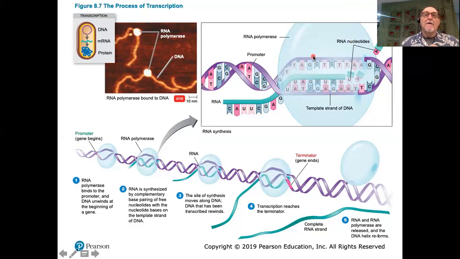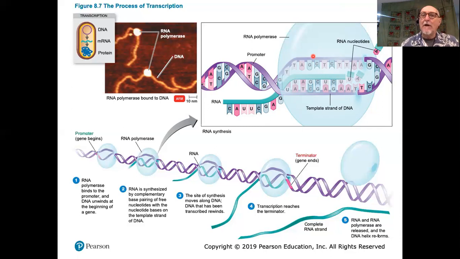So first of all, we need to understand that this process is exquisitely controlled. We can't just have an RNA polymerase just wandering around the genome, latching on, and then reading off messenger RNA. There are various things that have to happen. First of all, we only read off genes when we need them. So RNA polymerase attaches to genes only when that gene needs to be read.